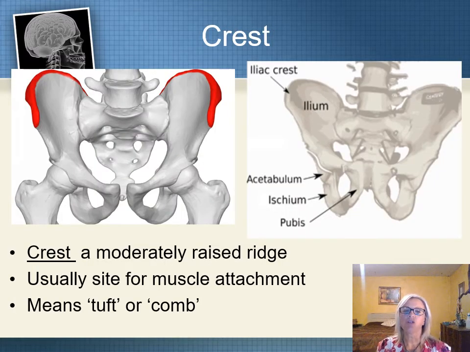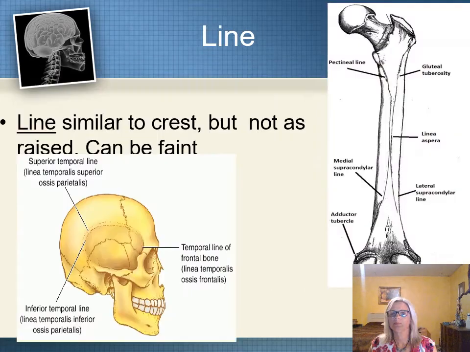A larger ridge, or a moderately raised ridge, is going to be a crest. So here we have the iliac crest. It is often a site for muscles to attach, and crest means tuft or comb. This is highlighted really nicely here in red, the crest, and that is the iliac crest, which is what we would consider our hip bone.